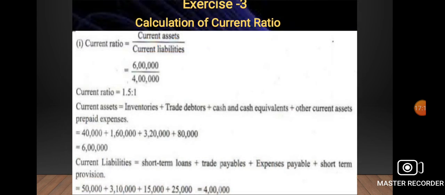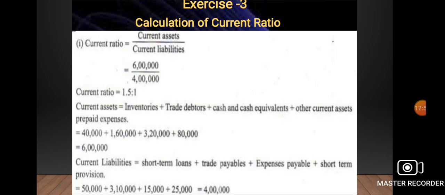Then come to question number 3. Following is the balance sheet of Lakshmi Limited as on 31st March 2019. Equity and liabilities, that is shareholders funds. Equity share capital 4 lakh. Non-current liabilities, then long-term borrowings 2 lakh. Under current liabilities, short-term borrowing 50,000. Trade payable 3,10,000. Other current liabilities, expenses payable 15,000. Then short-term provisions 25,000. Totally 10 lakhs.